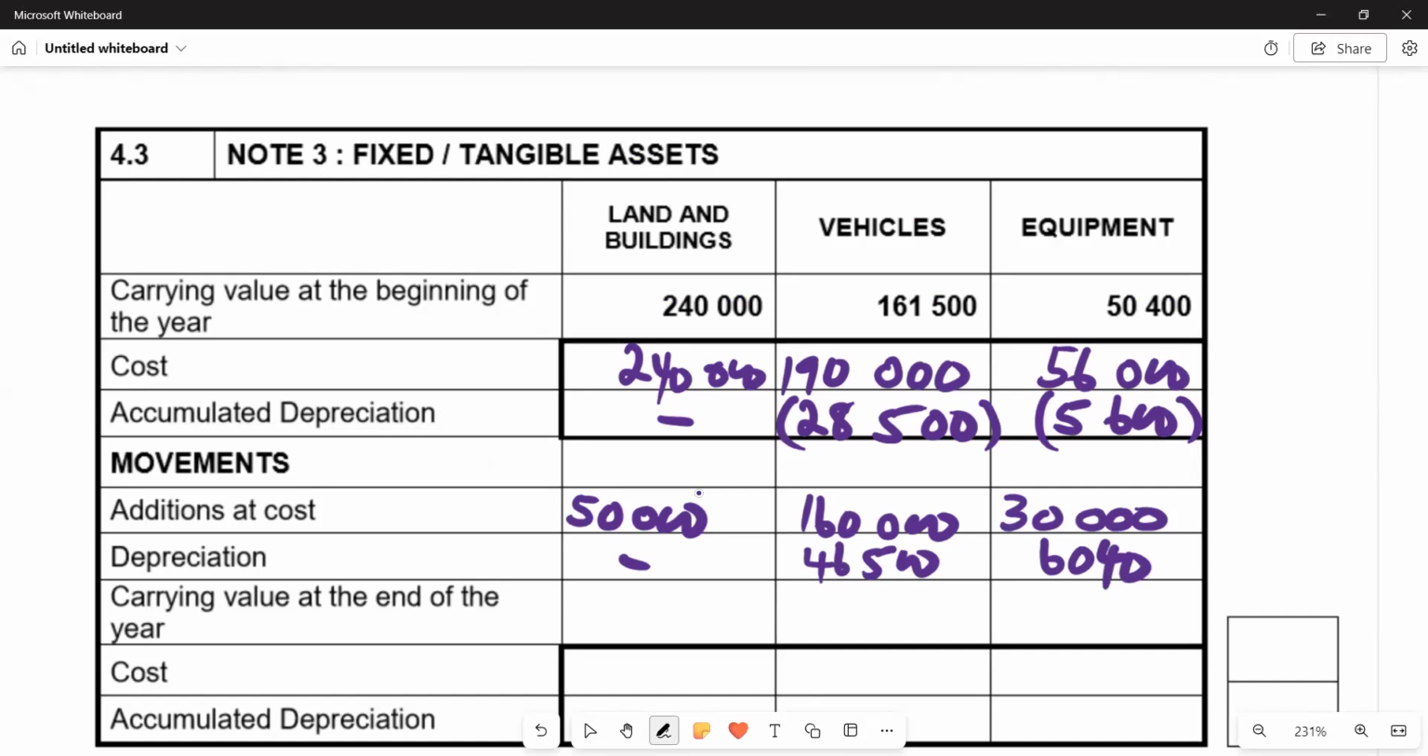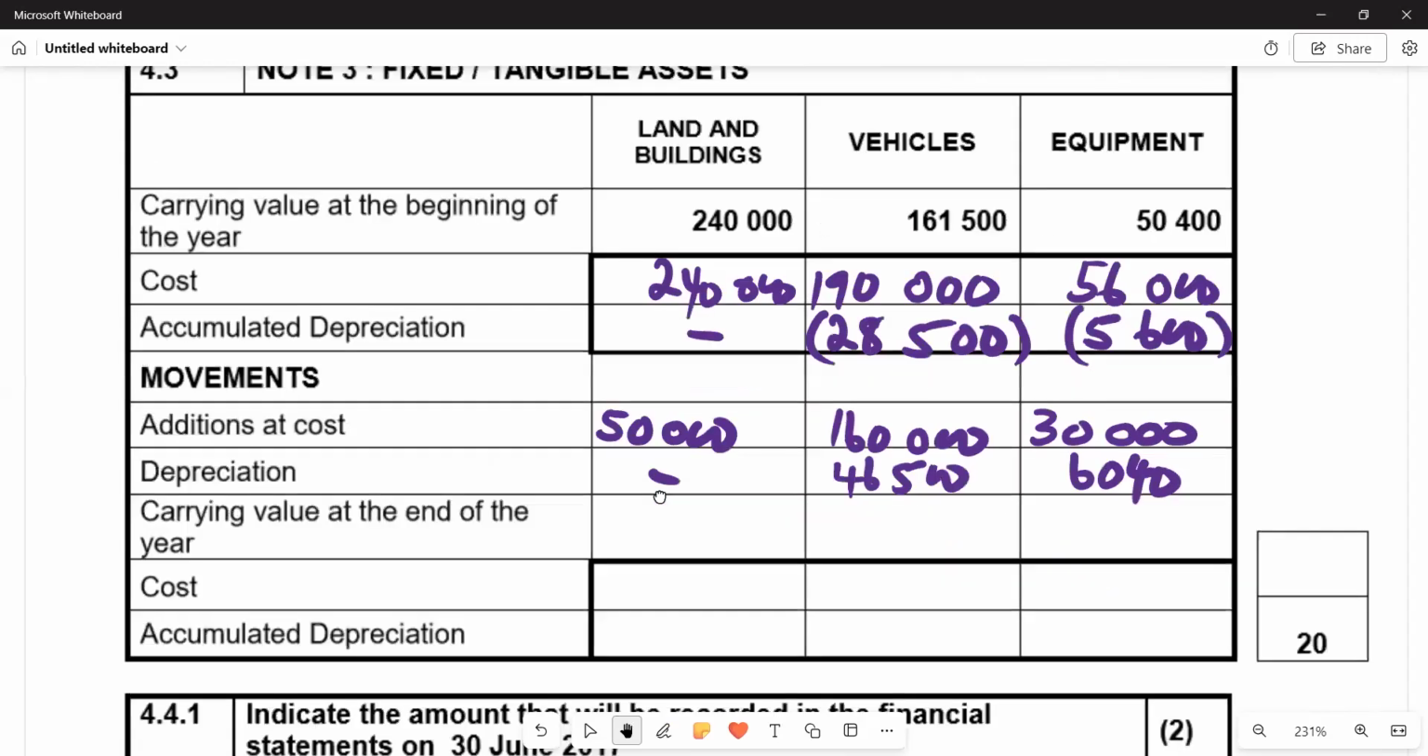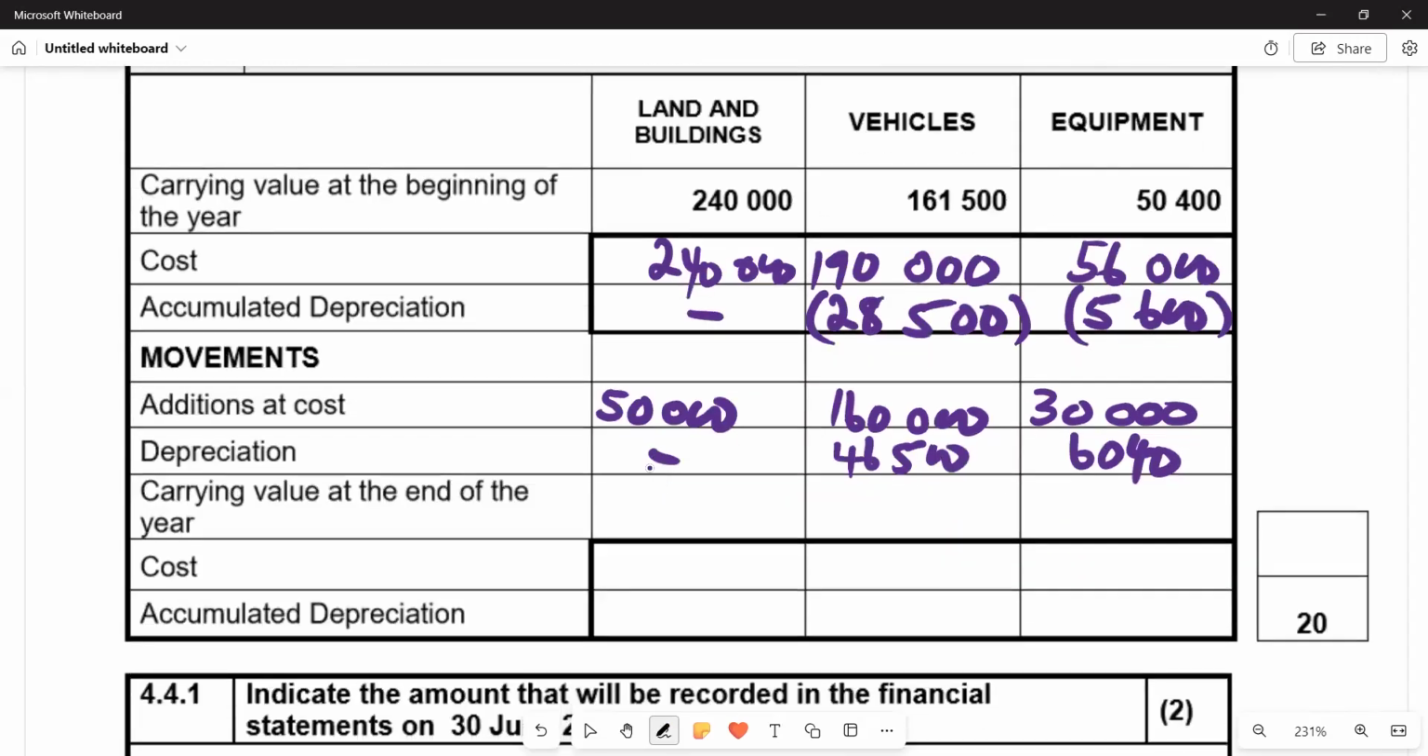Right. So what we are going to do now, we are now going to the carrying value at the end of the year. To get the carrying value, you have to say cost minus cumulative depreciation. So to get the cost at the end, we are going to say 240,000 is cost at the beginning plus the addition of cost. So it's 240 plus 50, 290. So you're going to get 290,000. Then for accumulated depreciation at the end, we're going to say accumulated depreciation at the beginning plus depreciation for the year, then we get accumulated depreciation at the end. In this case, we've got 0, 0, so also we are going to have a 0 here.